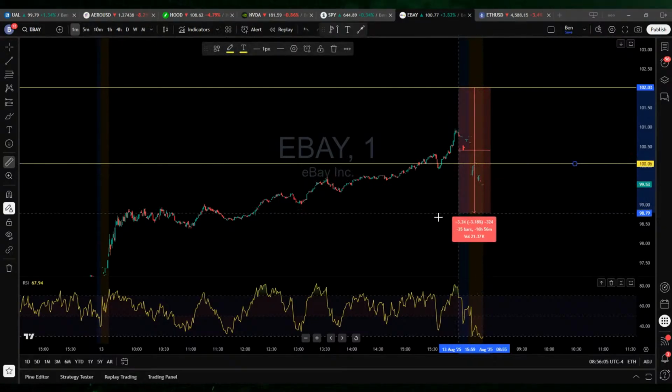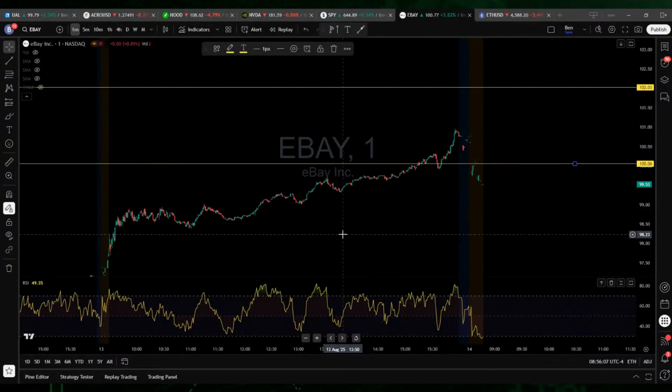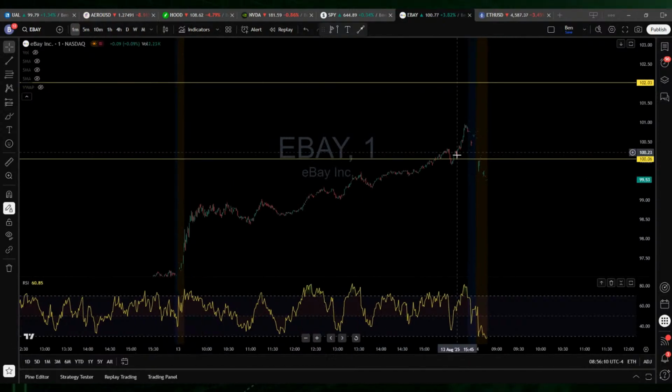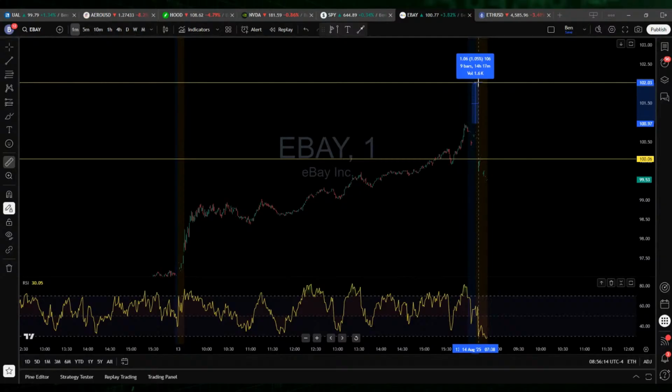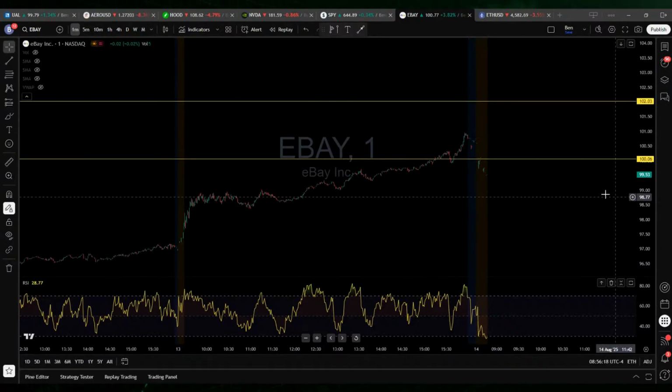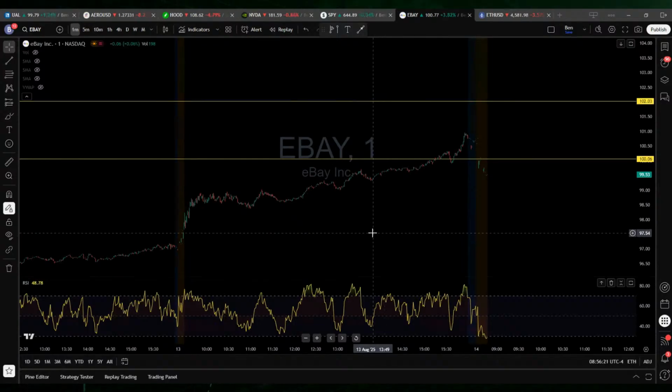Okay, so we're looking for about a $2 pullback on eBay based on the fact that the relative strength index stayed high for as long as it did. And this would be from the closing price. It's only a 1% move to the upside. So that is what I'm targeting today. That's what I'm looking at. And so that is the trade of the day.